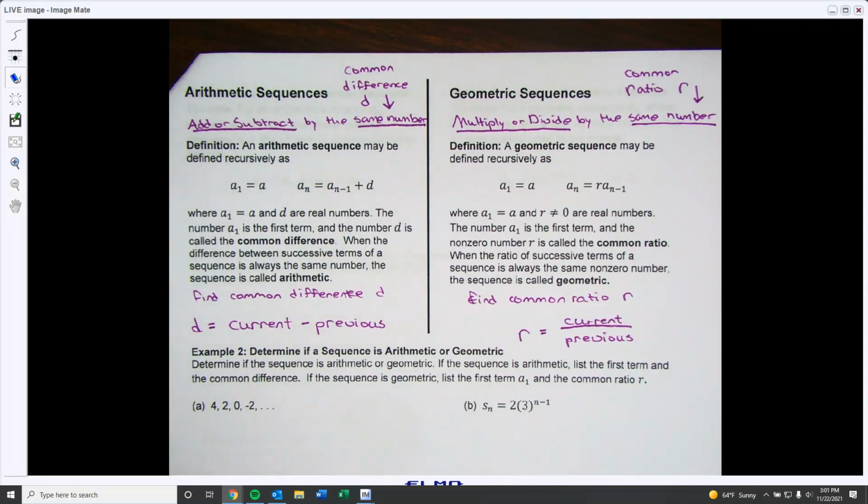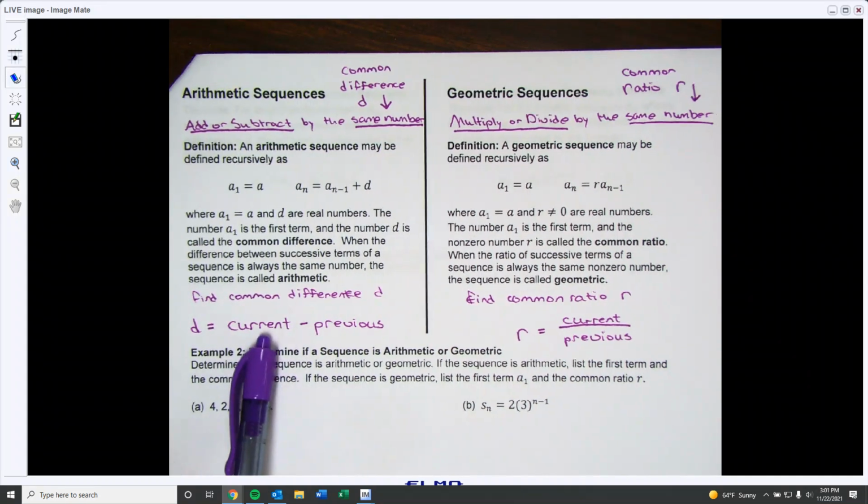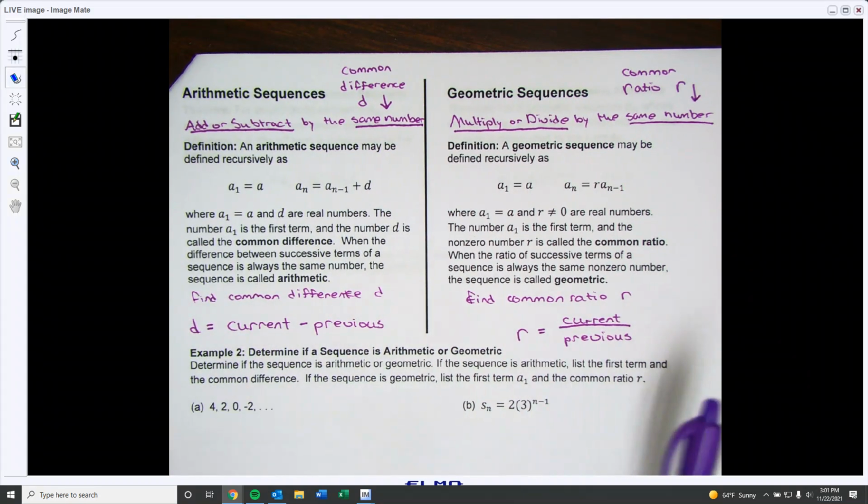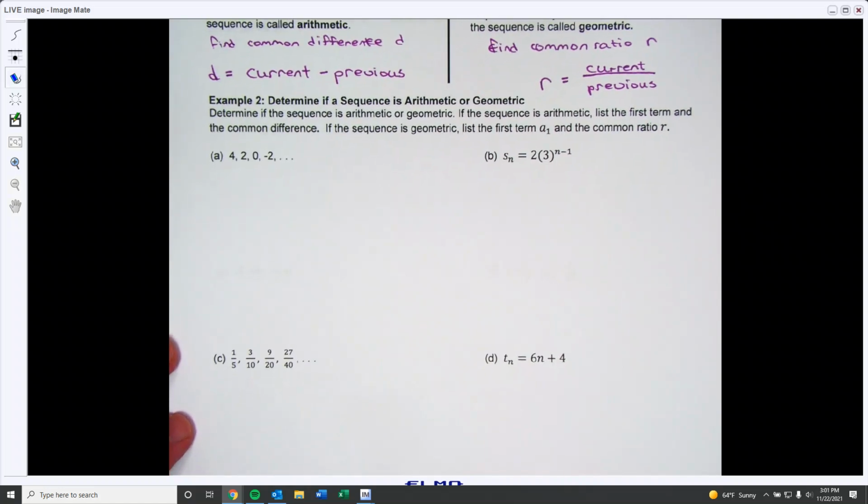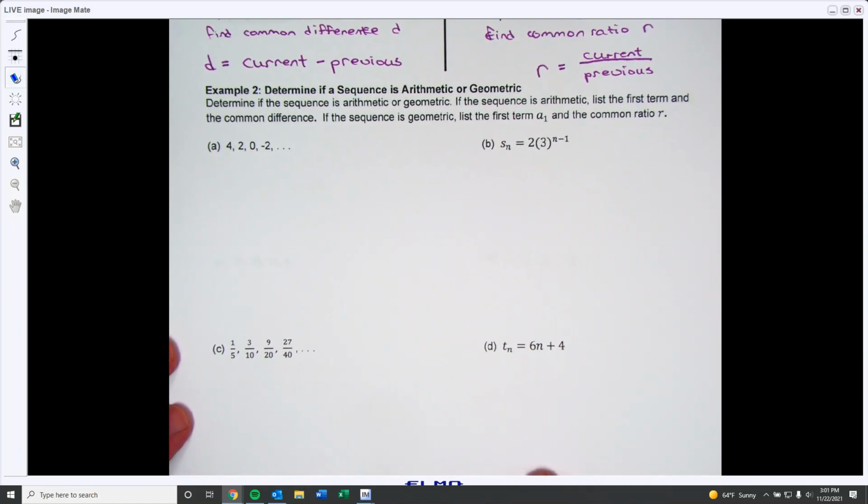So once you look at a sequence and you figure out whether it's going to be arithmetic or geometric, whether we're adding something or multiplying by something, we can figure out what the common difference is by taking whatever our current term is and subtracting off the previous, or we can find our common ratio by taking our current term and dividing by our previous. Now, if you're not quite following, let's look at some examples that have numbers in it, and it should hopefully make a little bit more sense.